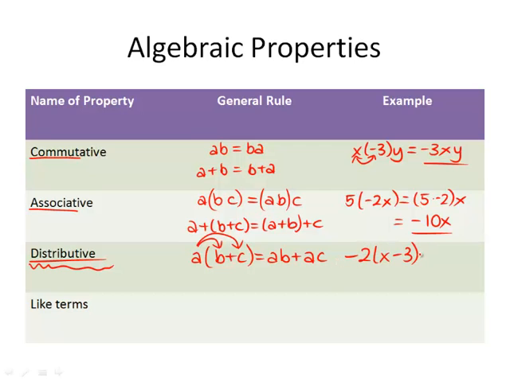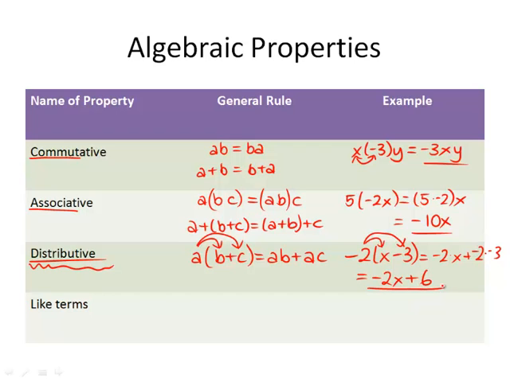So here we're actually going negative 2 times x and then adding negative 2 times negative 3. That's a preliminary step. You don't have to write that. So you actually have negative 2x and then negative 2 times negative 3, which is positive 6. And there you have it.